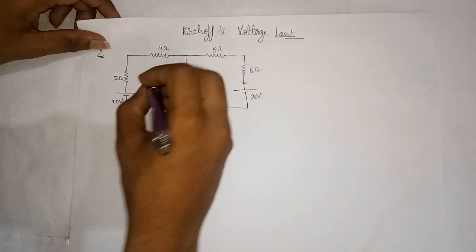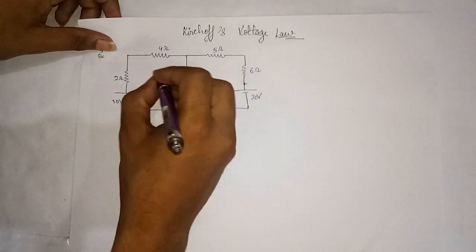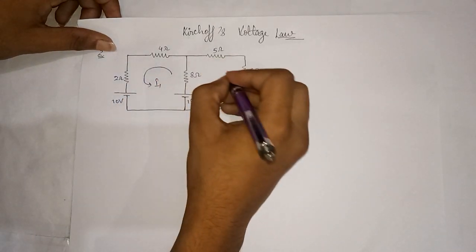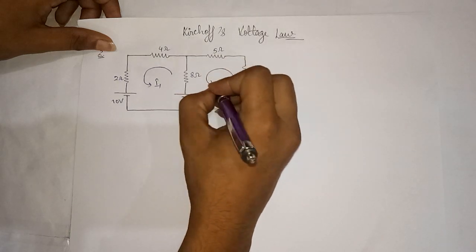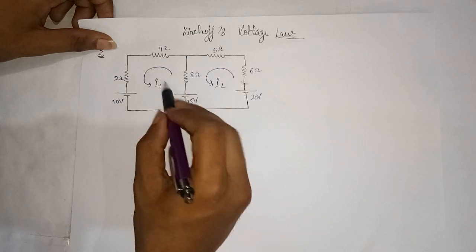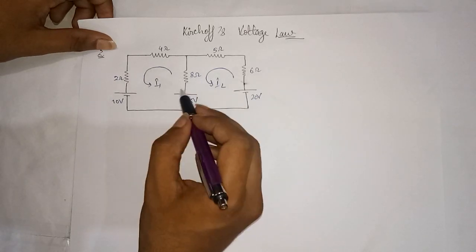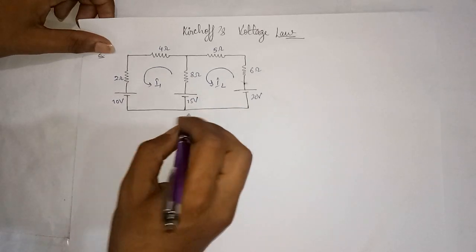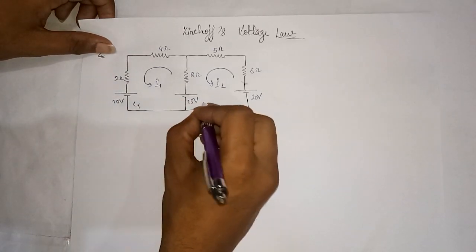So let us first of all give direction to our current. Let us assume our current I1 is going in this direction and our current I2 is going in that direction. You can take any direction in this loop. You can also take this direction, but I have taken this direction. There's no problem at all and you will get the same answer. This is our loop L1, this is our loop L2.